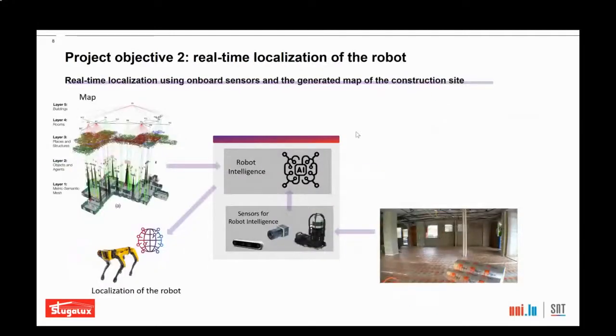And with the help of that, the second big project objective is the real-time localization of the robot. It means if the robot should have a higher degree of autonomy, it needs to be able to localize itself in the construction site, which is not easy because GPS normally is not working. That means what we are doing here, as you can see in the middle, we are adding some sensors for, let's call it, the robot intelligence.